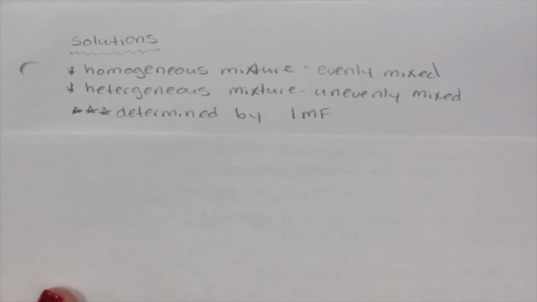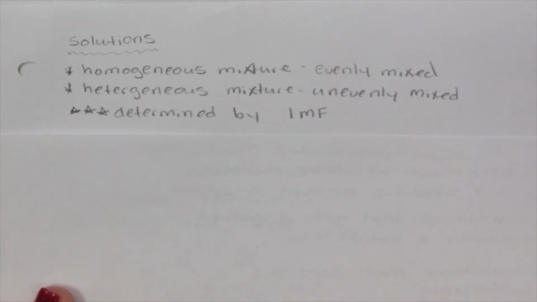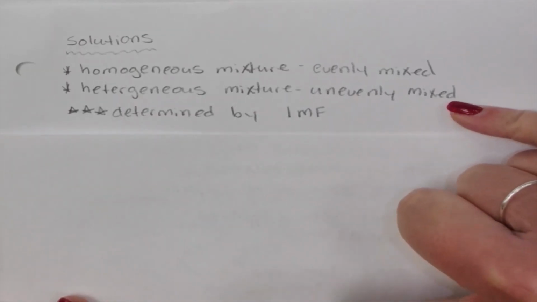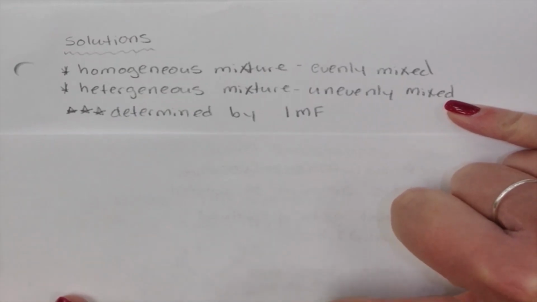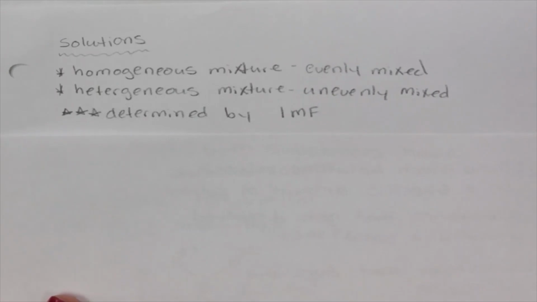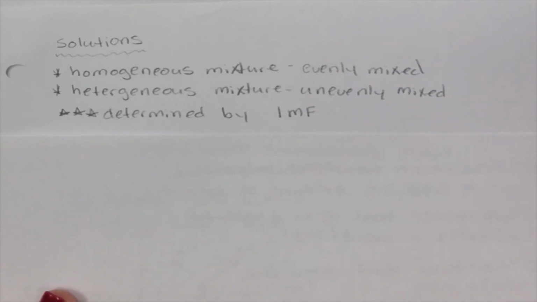All right, if you were to take a sip of salt water, which we should not do, I don't recommend that, but if you did, it would taste the same if you took another sip of salt water. It's mixed evenly throughout. Our second type is heterogeneous mixture, where we have an uneven mix. All right, and this would be like orange juice with pulp, for example. You may get more pulp in one sip than you do in another sip. So it's not mixed evenly throughout.